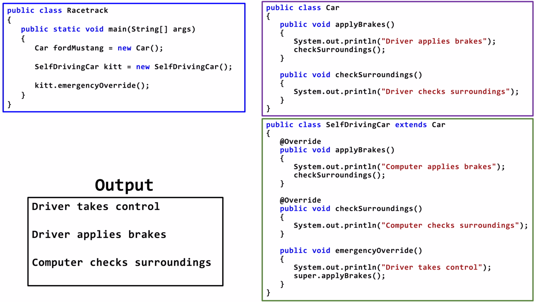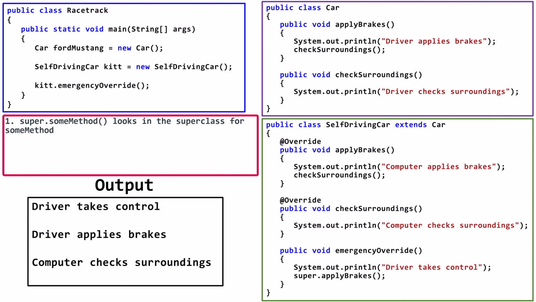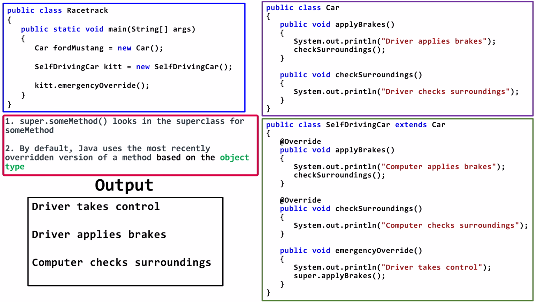There's two important things to remember. First, in this context, super specifically looks in the superclass to call a method. Second, by default, Java uses the most recently overridden version of a method based on the object type.